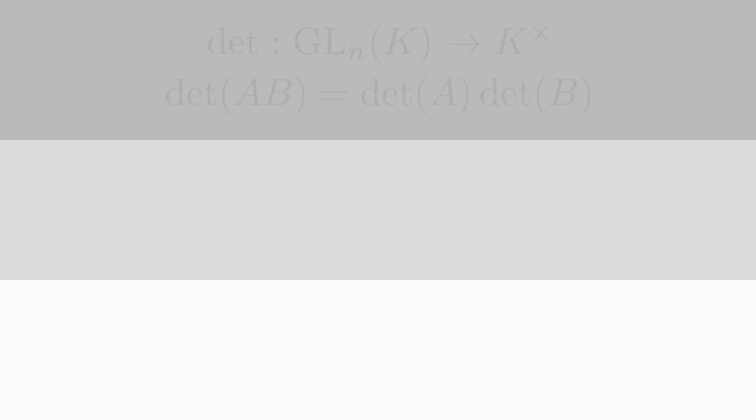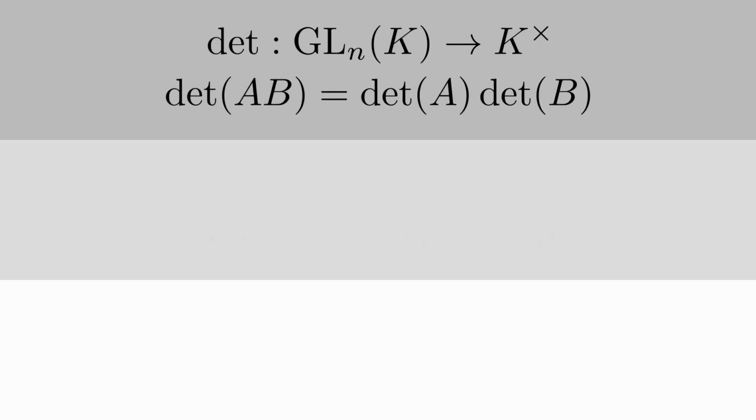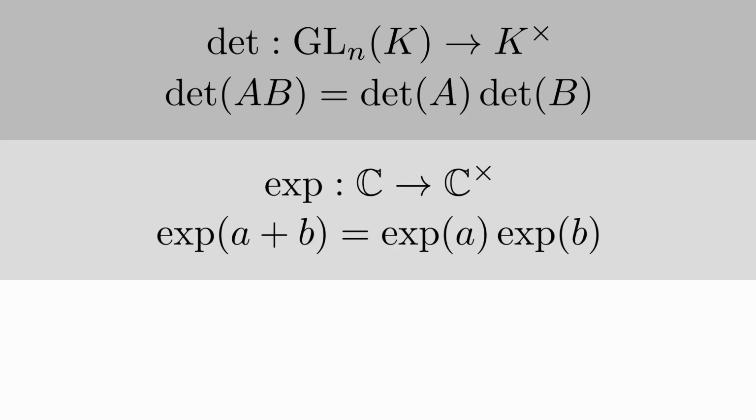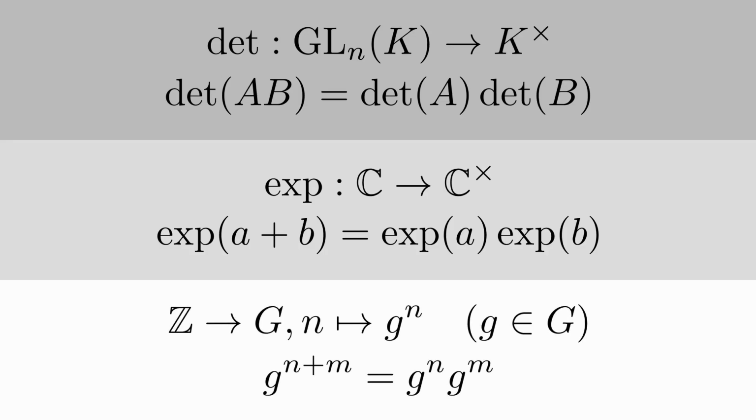Let's look at a few examples. We know that the determinant is multiplicative, meaning it turns matrix multiplication into multiplication of numbers. This makes it a group homomorphism from the general linear group of matrices to the multiplicative group of a field. Another example is the exponentiation map, which converts addition into multiplication. Specifically, it defines a homomorphism from the complex numbers under addition to the non-zero complex numbers under multiplication. For any group, there is always a homomorphism from the integers into that group, which maps each integer to the corresponding power of a given element.